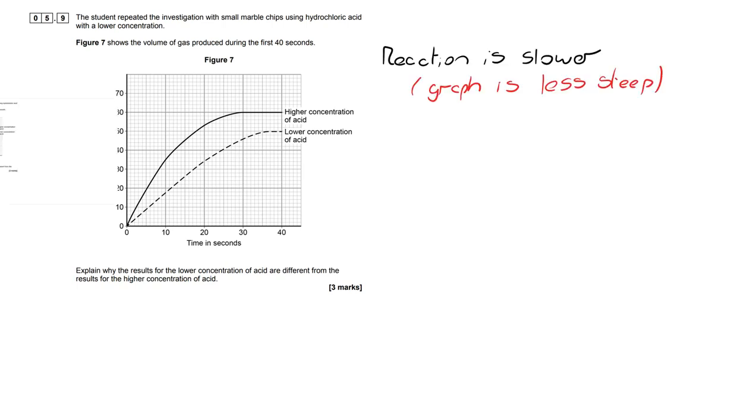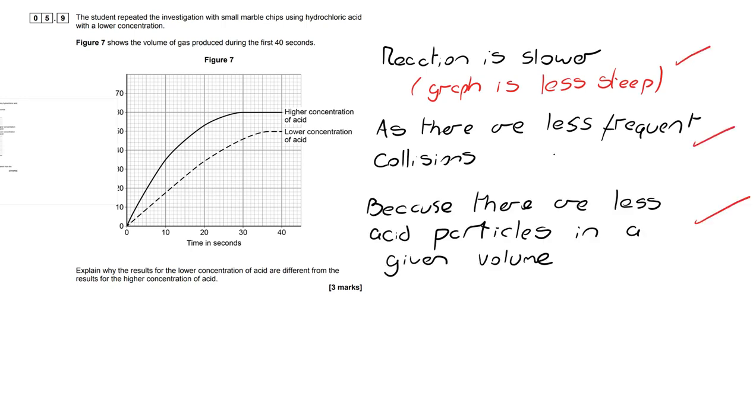Finally, we move on to 5.9, and we have got here 2 different concentrations of acid and looking at the impact on the volume of gas and on the rate. So why are the results for the lower concentration of acid different from the results for the higher concentration? Well, in the first instance, the reaction is slower, so the graph is less steep. It's again because there are less frequent collisions, and that's because there are less acid particles in a given volume.